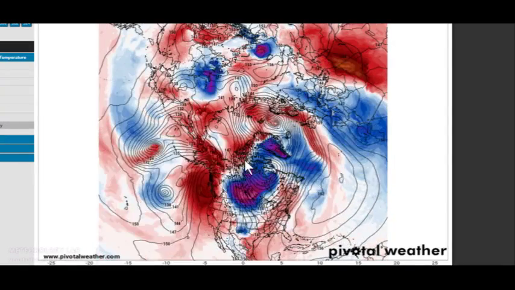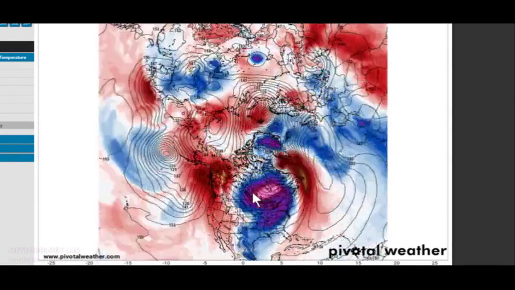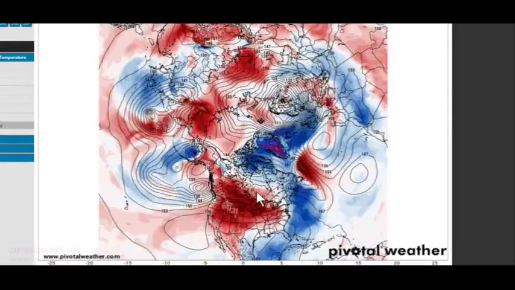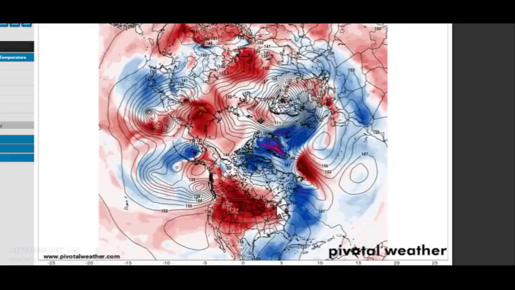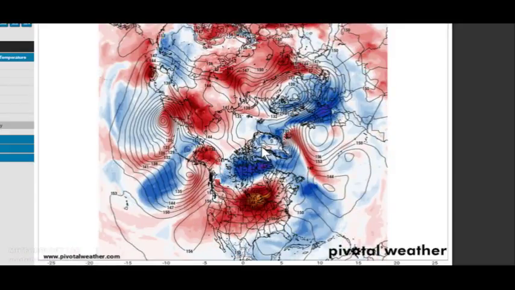And then here comes some more warm air alternating with cold air. And let's see how this resolves. Yeah, looks like that pattern finally breaks up towards mid-month there.